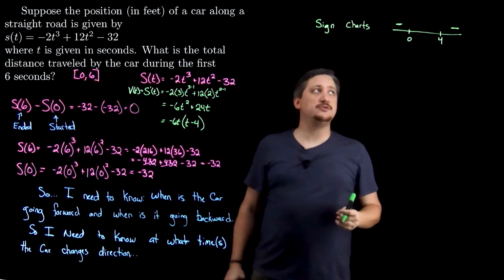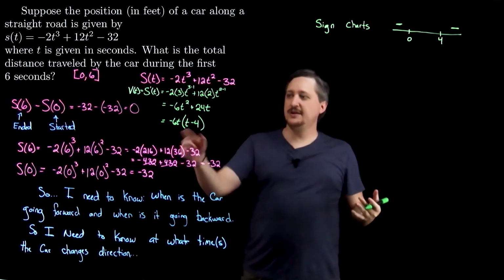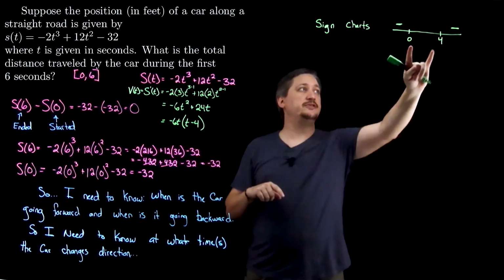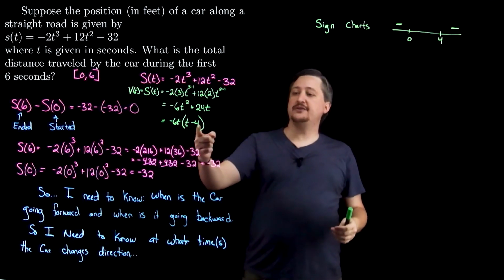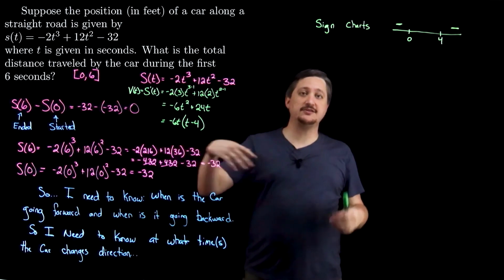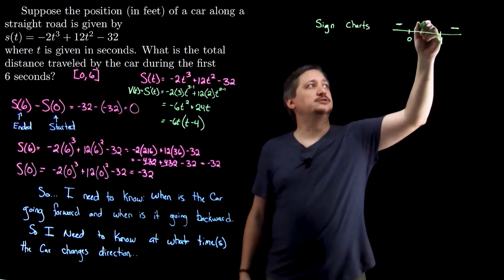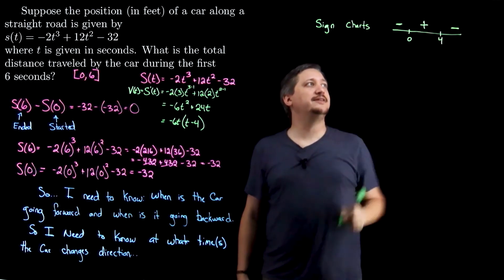And finally, this is probably not surprising, but if I plug in some value between 0 and 4, so let's say 2, then 2 is positive, 2 minus 4 is negative, and I still have the -6, so that's 2 negatives. 2 wrongs make a right, at least in math.